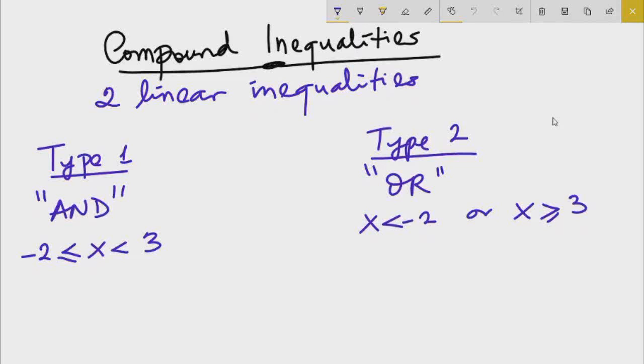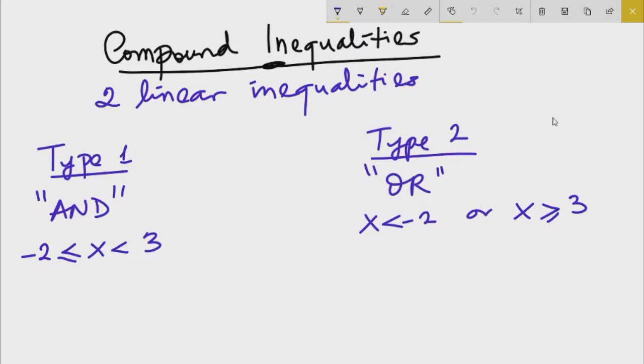Today we will talk about compound inequalities. Compound inequalities represent two linear inequalities. In the first type of compound inequalities, the two linear inequalities are joined together by an AND statement, where you have -2 less than or equal to x, which is less than 3.